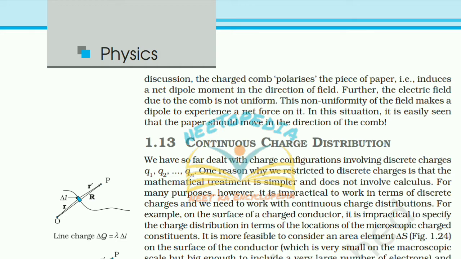Further, the electric field due to the comb is not uniform. This non-uniformity of the field makes the dipole experience a net force on it. In this situation, it is easily seen that the paper should move in the direction of the comb.